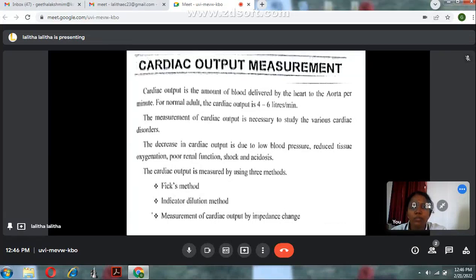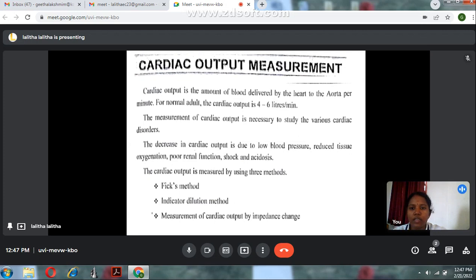Cardiac output measurement. Cardiac output is the amount of blood delivered by the heart to the aorta per minute. For a normal adult, the cardiac output is 4 to 6 liters per minute. We study cardiac output because it is necessary for studying the various cardiac disorders.